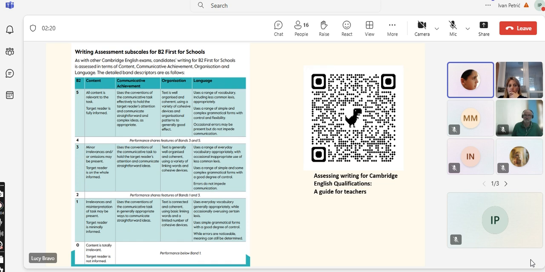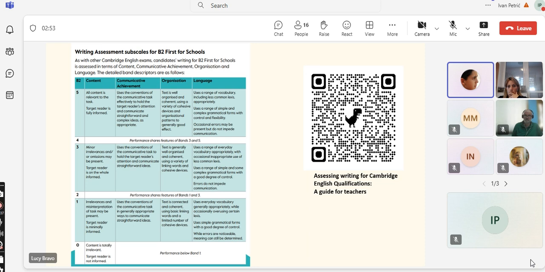So were there minor irrelevances? Was the use of convention of a communicate task effective and held my attention the whole way through? So what I did is, depending on whether there were a 5, a 3, or a 1, I highlighted exactly where they were on each part of the criteria. So students have a very visual mark scheme from where they are at any particular time.